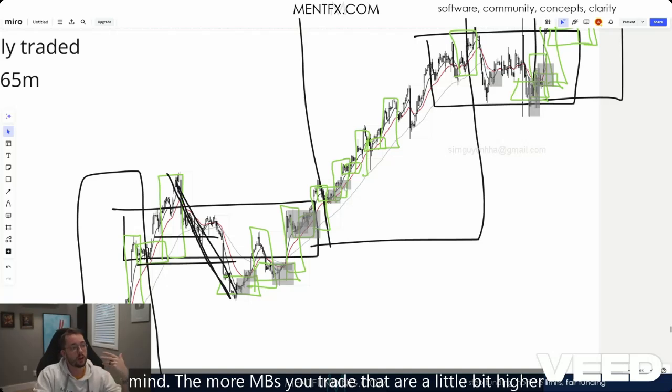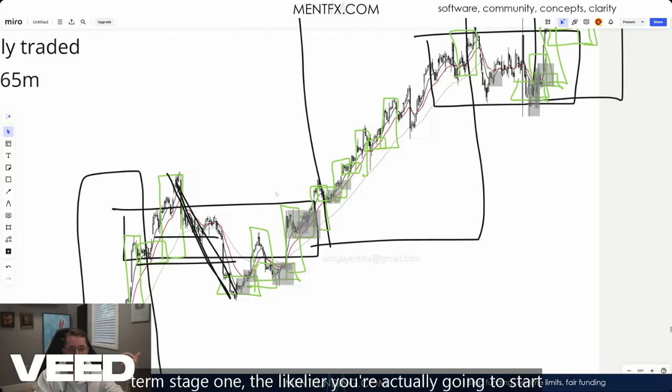The more MBs you trade that are a little bit higher up, the more they start coming out of, let's say, a longer term stage one, the likelier you're actually going to start getting into a little bit more chop. Because, after all, once price is validated, it doesn't always go, right? That's not how trends work. But in the event that it does validate, you can get very good risk to reward and a lot of money out of the potential delivery of a move like that. So just keep that in mind. You don't have to do much with that just yet.